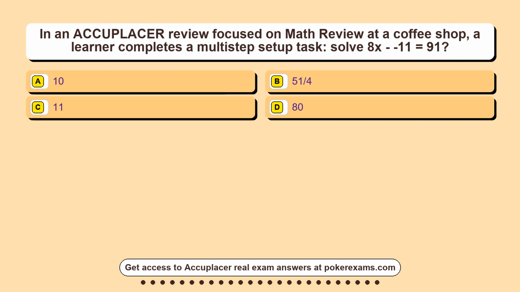Question 18. In an Accuplacer review focused on math review at a coffee shop, a learner completes a multi-step setup task. Solve 8x - (-11) = 91.